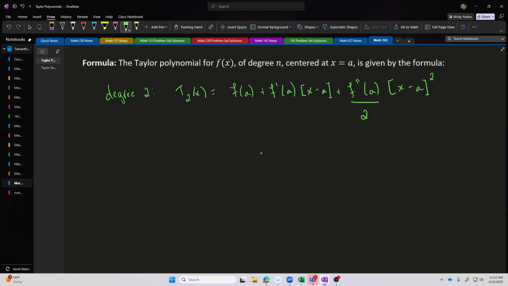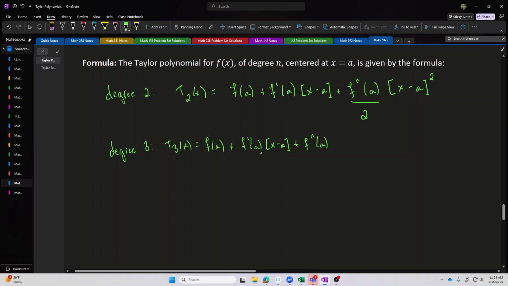If you want to do the cubic Taylor polynomial, if you want to do degree 3, you take the output of the original function, you add on to that the output of the first derivative times one copy of x minus a, you add on the output of the second derivative times two copies of x minus a over 2, and then the output of the third derivative times 3 copies of x minus a, and then this one's a little unexpected, 3 times 2 is what you're dividing by.